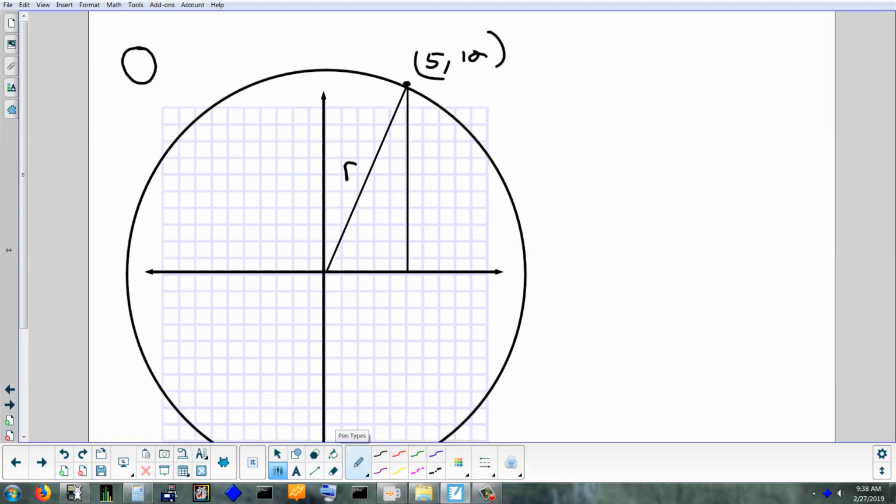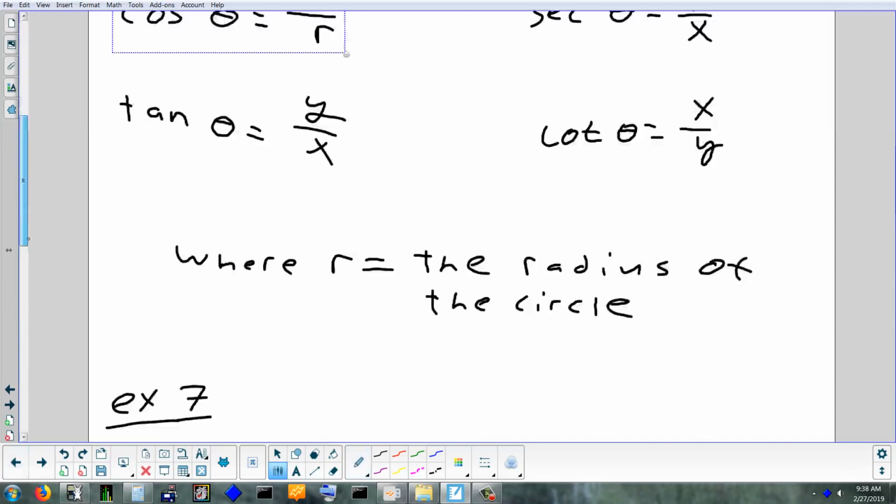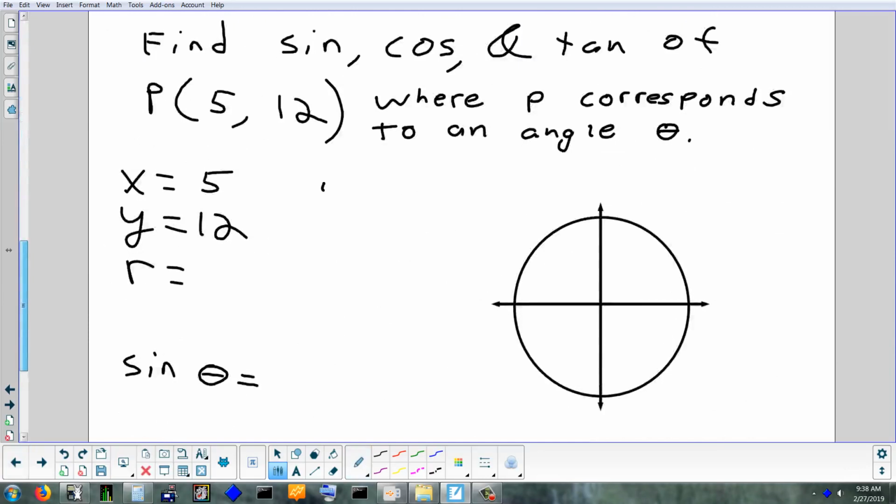Yep. Yeah, Pythagorean theorem. Bottom side is 5, and the height is 12. And now we solve for R. So 5 squared plus 12 squared equals R squared. That's the only extra step in these kind of problems. You have to find R. So let's do that. 5 squared plus 12 squared equals R squared.